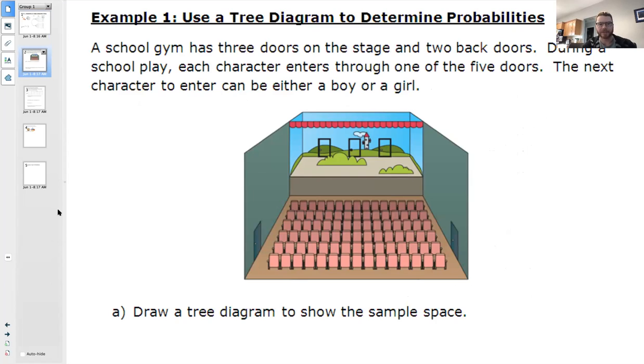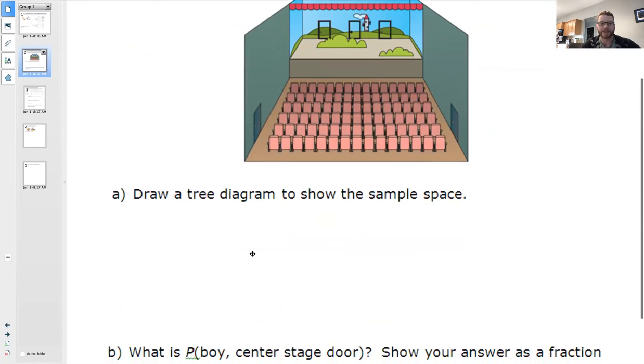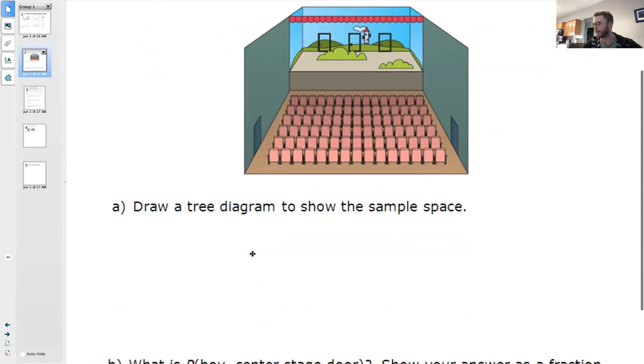For this example, there is a play at a school. There are 3 doors on the stage and 2 back doors. During a school play, each character will enter through one of the 5 doors, and the next character to enter can be either a boy or a girl. It doesn't really matter. What we have to do here is draw a tree diagram to show the sample space. Remember, we want to do the event that has the least amount of outcomes first. So the first is going to be gender.